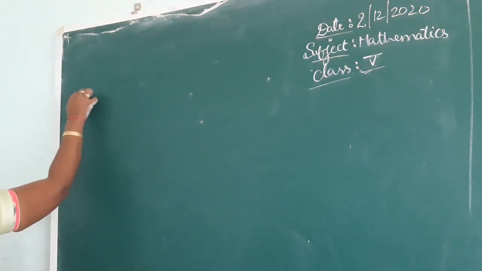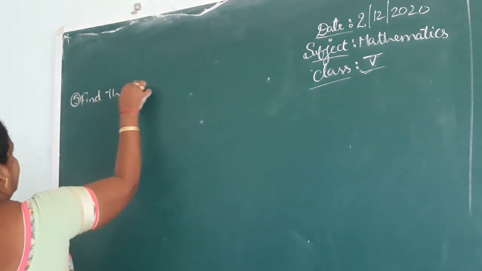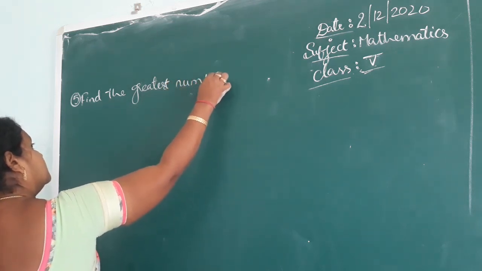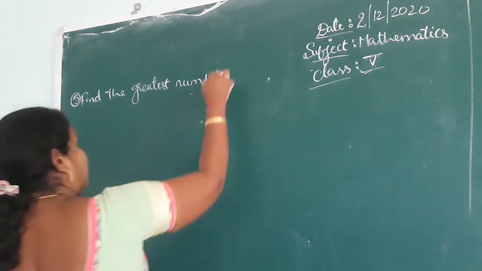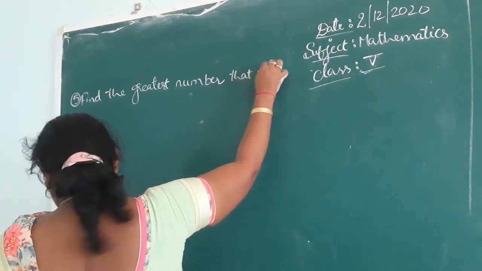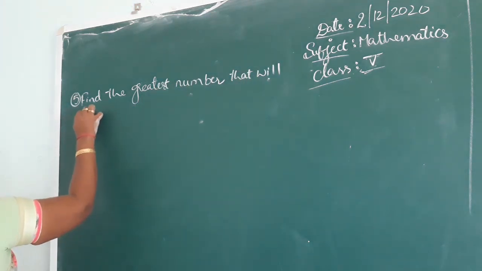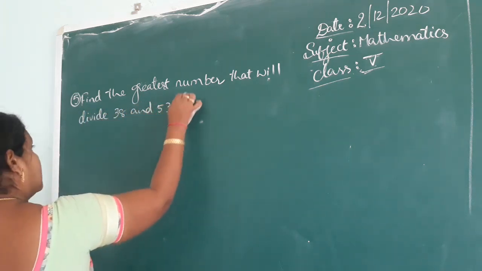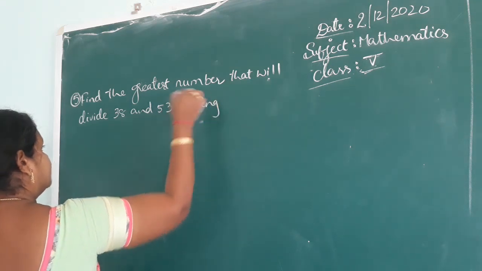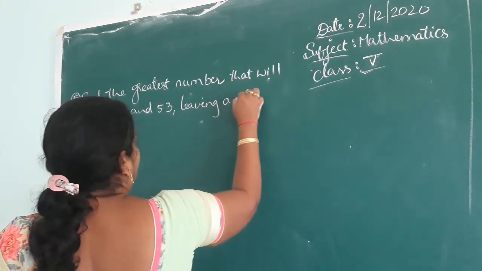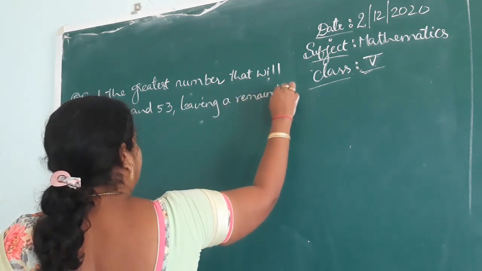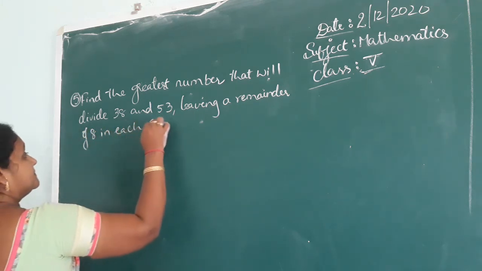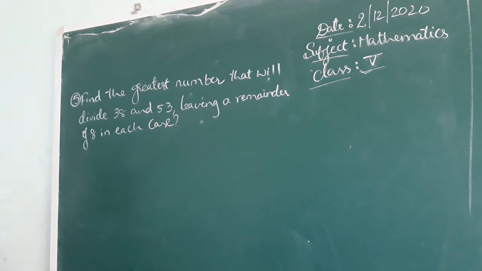Find the greatest number that will divide 38 and 53, leaving a remainder of 8 in each case.